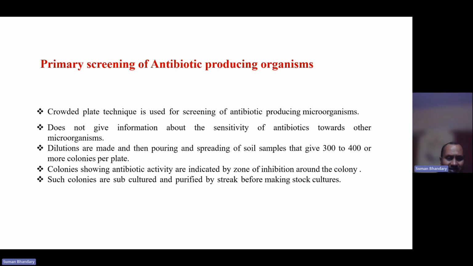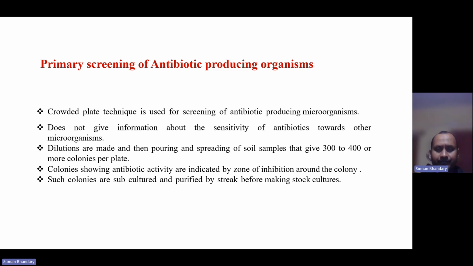Now, we will discuss about the primary screening of antibiotic producing organisms. So initially we have discussed that the crowded plate technique has been used and the diluted source is spread on the agar plate, and then the organisms are allowed to grow in an incubator at a particular temperature. And after incubation, the ability of a particular colony to produce antibiotic is indicated by the development of the inhibitory zone or zone of inhibition around that particular colony.